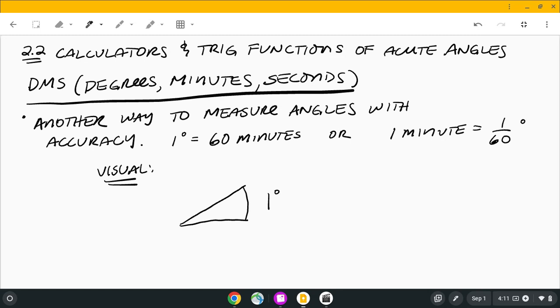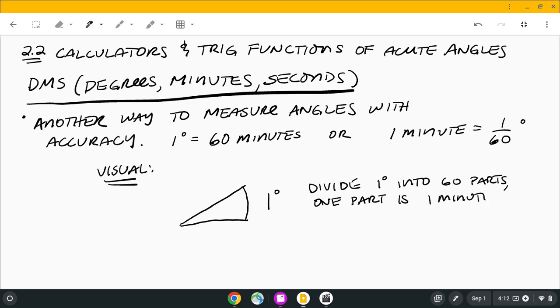Then what happens is we divide this 1 degree into 60 parts, 60 equal parts. 1 part is 1 minute. And the notation that we use for 1 minute is a little single tick mark.